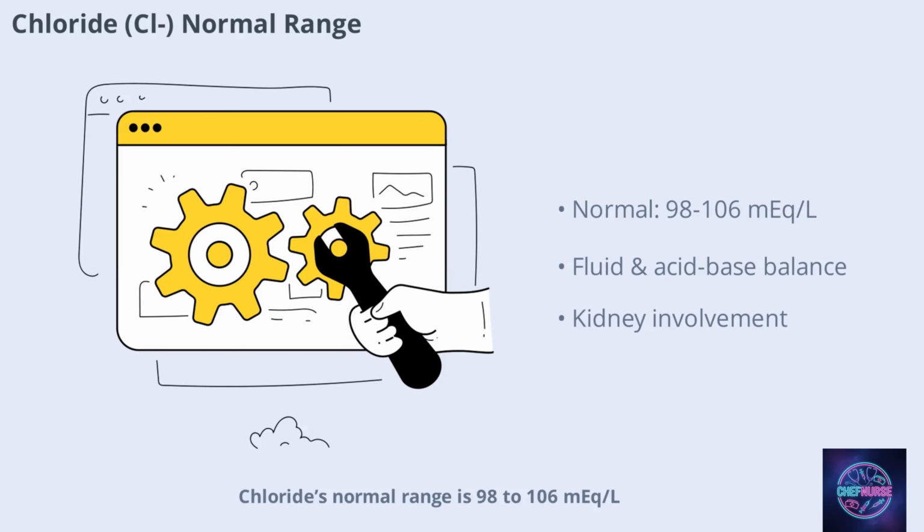Chloride's normal range is 98 to 106 mg/L. It works closely with sodium to maintain fluid balance and acid-base status. Abnormal chloride levels can indicate dehydration, kidney problems, or acid-base disturbances. On the NCLEX, you may see questions about chloride in the context of metabolic or respiratory conditions, so it's important to understand its role in the body.